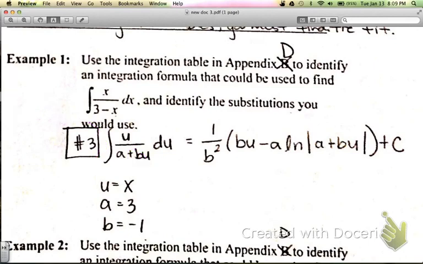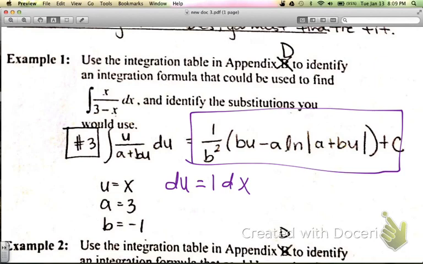It says list the substitutions you would use. So I'm saying that u equals x, a equals 3, because that's what we have here, and b is -1. And if we put in one more, I would say that du equals 1 dx, just so you can see that substitution as well. Recognizing that if we actually wanted to solve the integral, that would be the answer, just plugging in what b and a and everything equals.